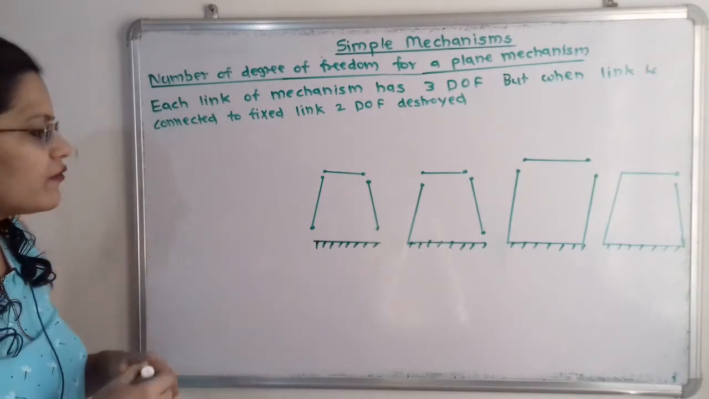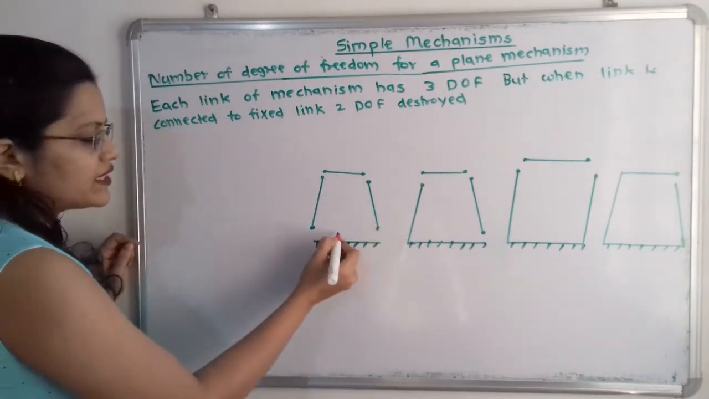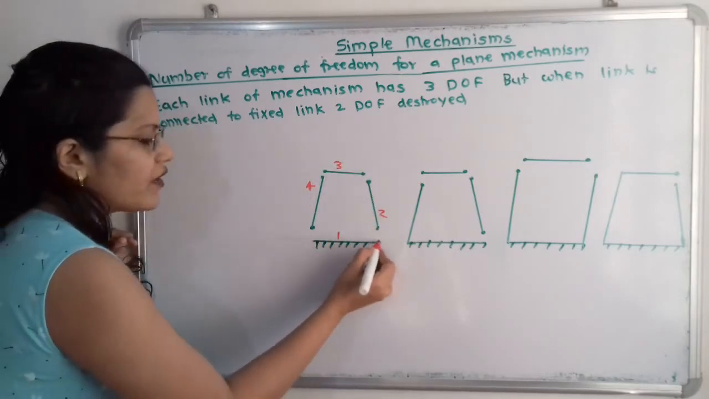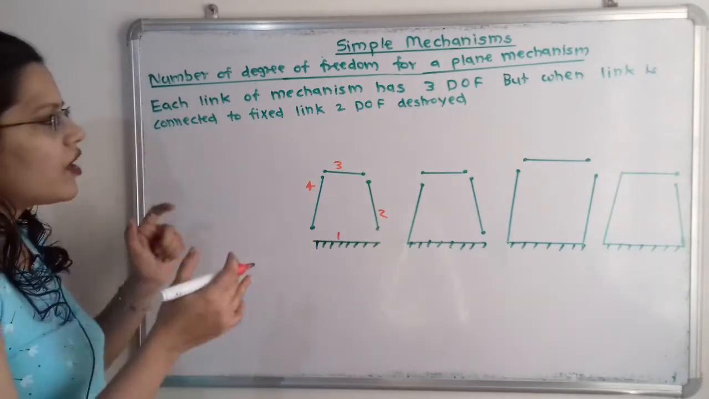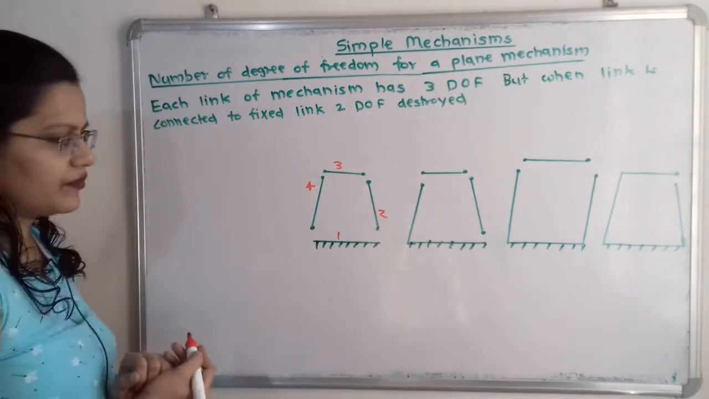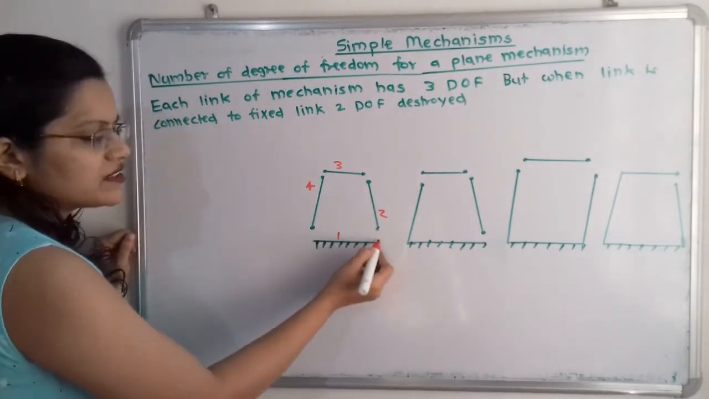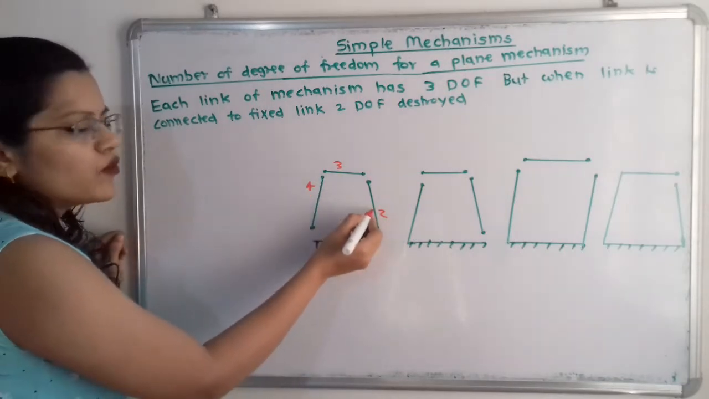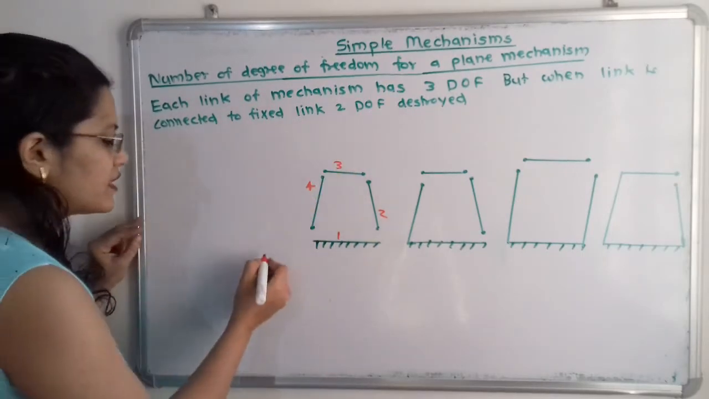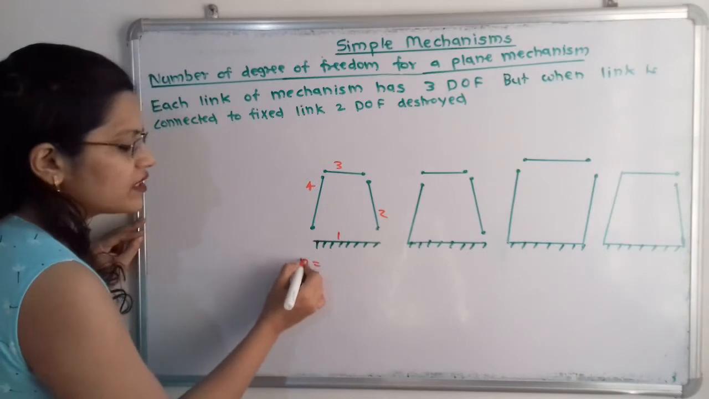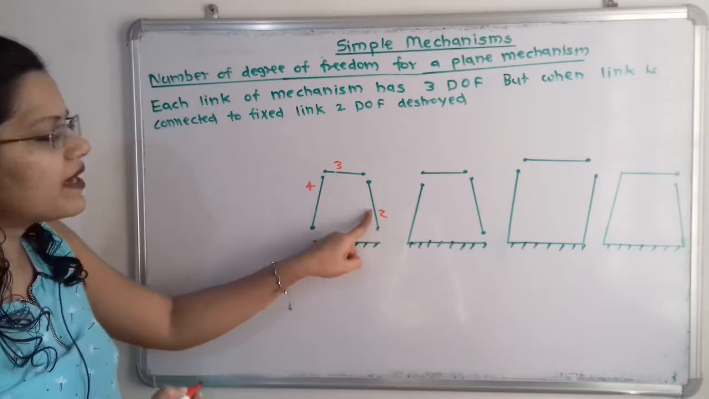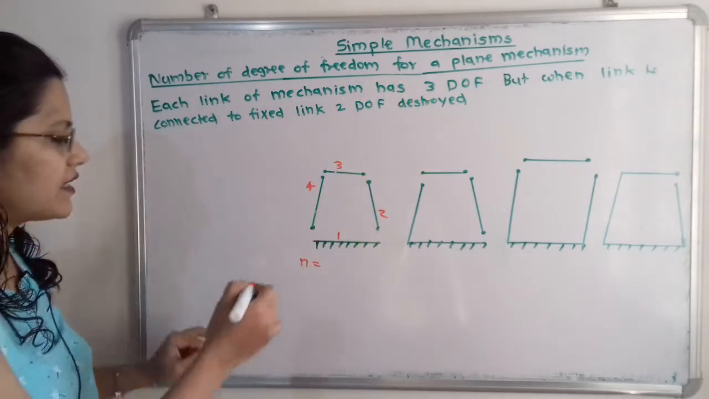So we will first understand this diagram. If we observe, here are the total number of links 1, 2, 3, 4, and among these 4 links, link 1 is the fixed link. Now according to the rule, each link of a mechanism has 3 degrees of freedom. That means if we observe, this is the fixed link, so the total movable links are 1, 2, 3. So how many degrees of freedom? For the number of degrees of freedom, I will use the letter n. So n is equal to, these movable links 3 multiplied by 3, that is equal to 9.